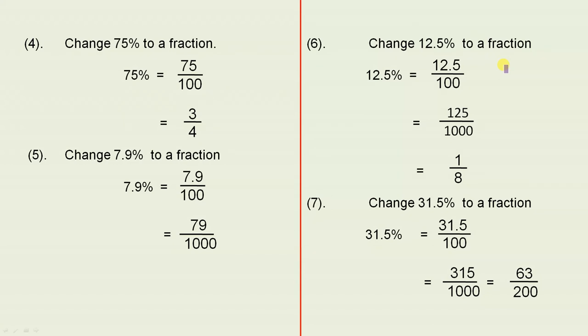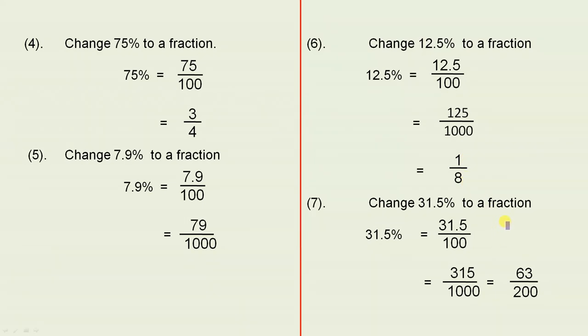Change 12.5% to a fraction. 12.5% is 12.5 over 100. Multiply numerator and denominator by 10. That gives you 125 over 1000. Divide numerator and denominator by 125, and that gives you 1 over 8.